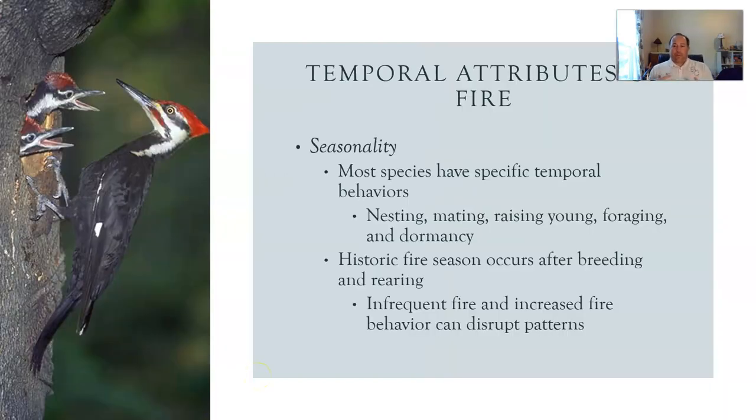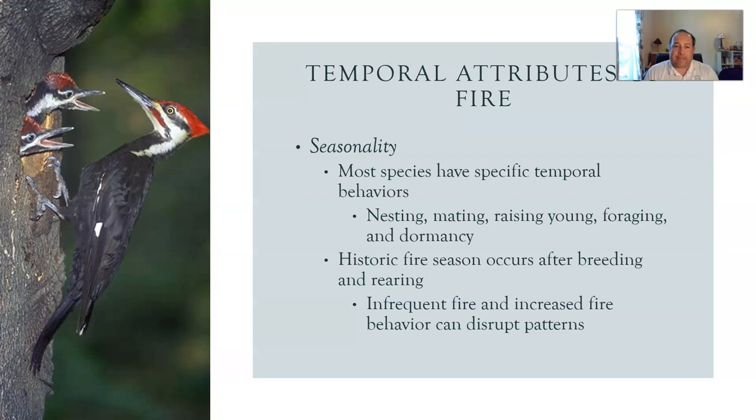So before we talked about the idea of our categories of attributes of fire when we think about fire regime. So let's think about the effect of fire on animals in our three big categories, our temporal, spatial, and magnitude. So we'll start off with thinking about temporal. So time-wise, how does fire affect animals?